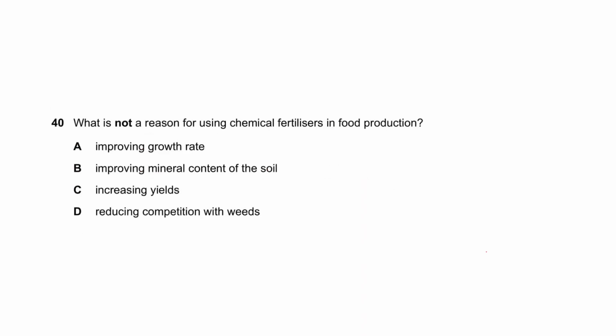Question 40 says, what's not a reason for using chemical fertilizers in food production? Improving growth rate. This is a reason because chemical fertilizers do improve growth rate of plants. Improving mineral content of the soil. This is true because chemical fertilizers contain nutrients that the plants need. Increasing yields. This is also true because when the plants have sufficient minerals, they do grow more and so the yield will be higher. Reducing competition with weeds. This is the answer because chemical fertilizers don't reduce the competition with weeds, it's herbicides.